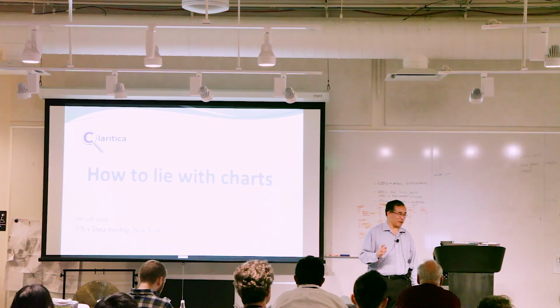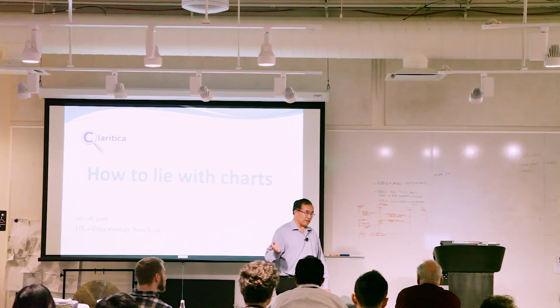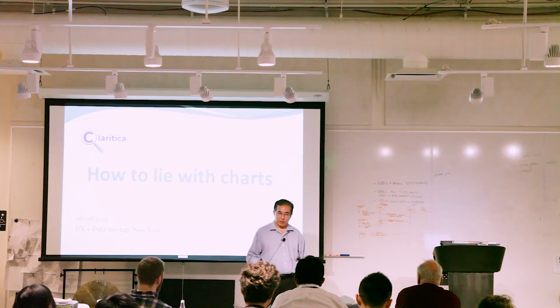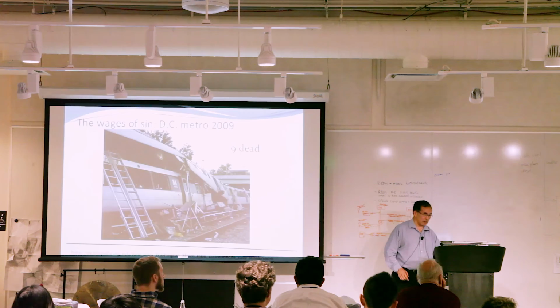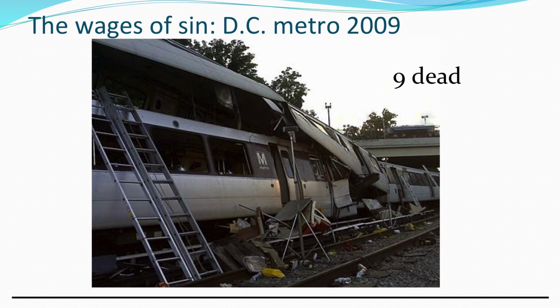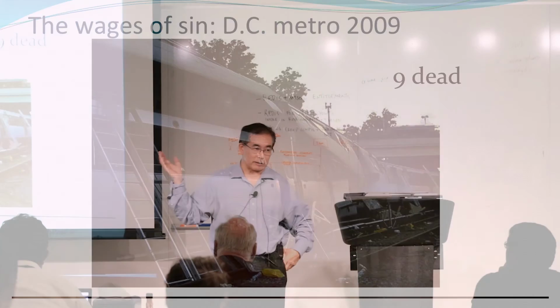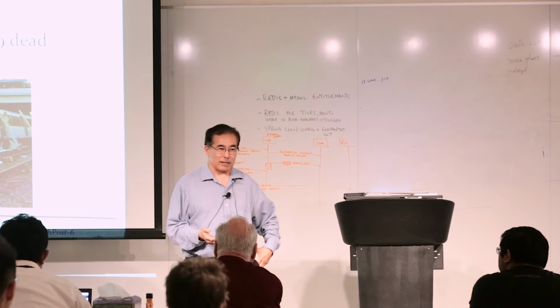So the way I'm going to start off the presentation is to talk about the issues that arise if you lie to yourself, because that's a lot of what you're doing if you misuse charts. I wanted to bring up one of the classic examples of what happens when you lie to yourself. This is the Washington, D.C. Metro, 2009. There was an accident. Nine people died as a result of that. And the investigation afterwards was a classic case of an organization lying to itself.